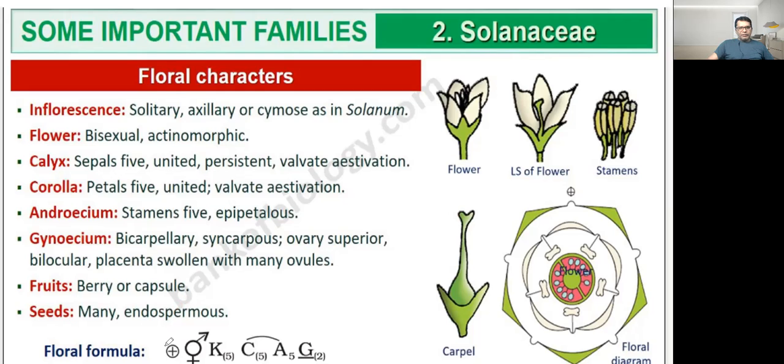This is the floral formula: actinomorphic, bisexual, calyx sepals 5, gamosepalous, united, petals 5 united, and androecium 5, and they are connected with petals, so epipetalous. Gynoecium ovary superior, bicarpellary and they are fused, that is syncarpous. So this is a floral diagram.